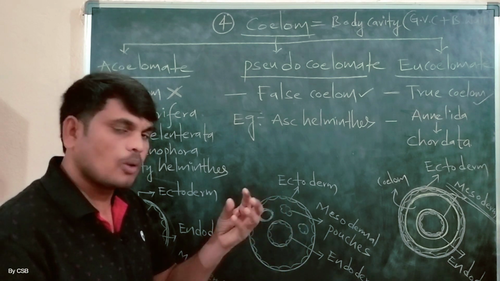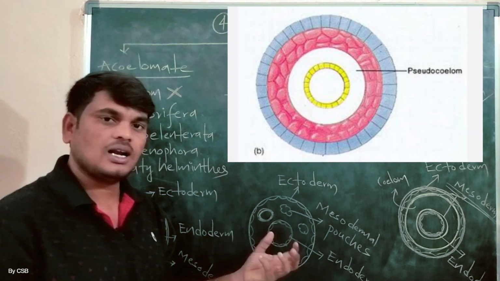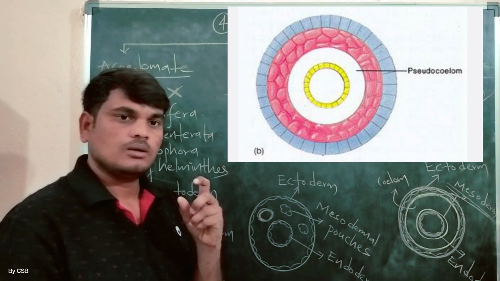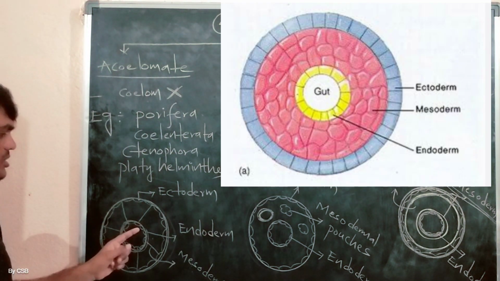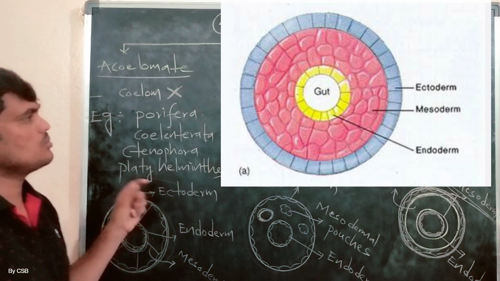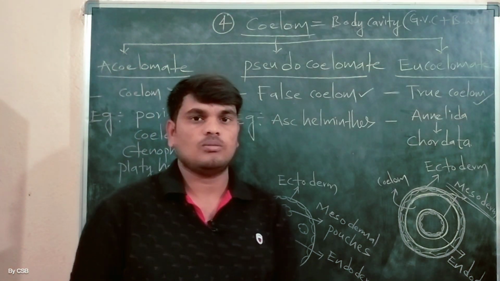Mesodermal layer is absent here. Here only mesodermal pouches are present. So, there is no clear coelom. There is no proper coelom. So, it is false coelom. Here, coelom is completely absent. Okay, this is something about coelom.